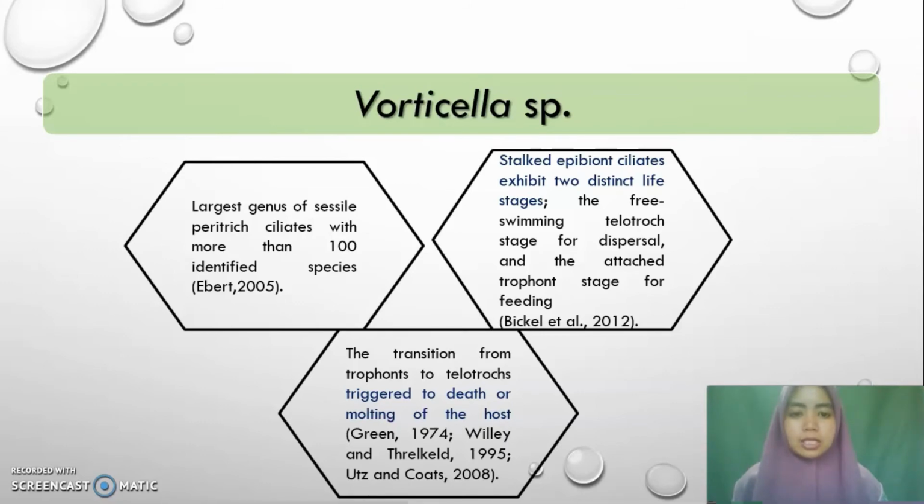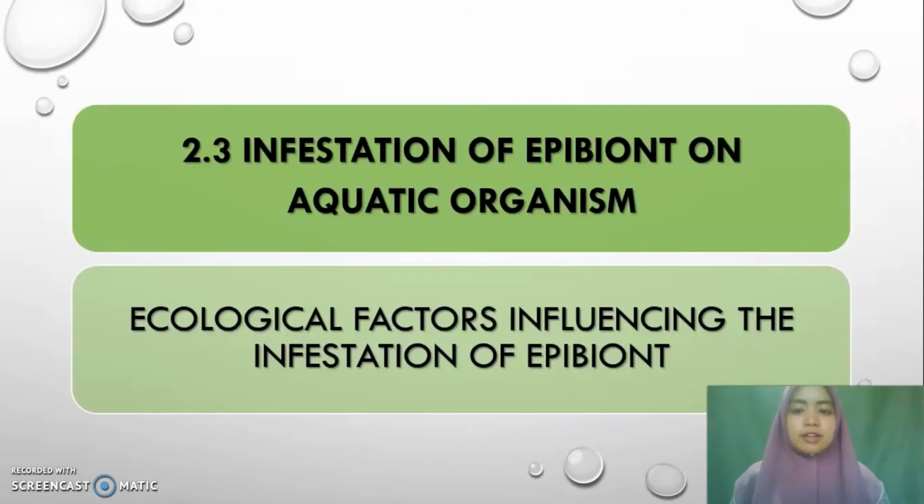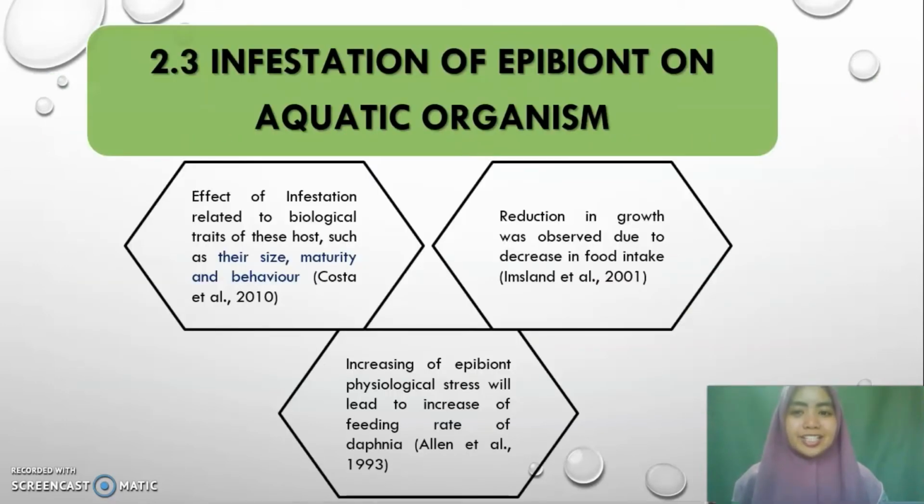Epibiont ciliates exhibit 2 distinct life stages. First is the free-swimming telotroch stage for dispersal and the attached trophont stage for feeding, Bickel et al. 2012. The transition from trophont to telotroch is triggered by death or molting of the host. Infestation of epibiont on aquatic organisms: the effect of infestation relates to biological traits of these hosts such as their size, maturity, and their behavior.